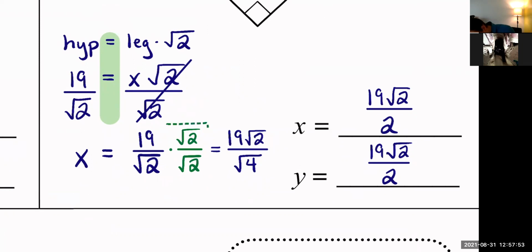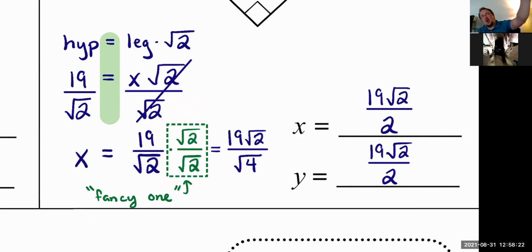I'm going to say that this piece right here, this is going to sound so technical. It's not, I'm joking. This is what I like to call a fancy 1. Square root of 2 over square root of 2 is just 1, and multiplying by 1 doesn't change the value, but by using that fancy 1, it does change the way that it looks.